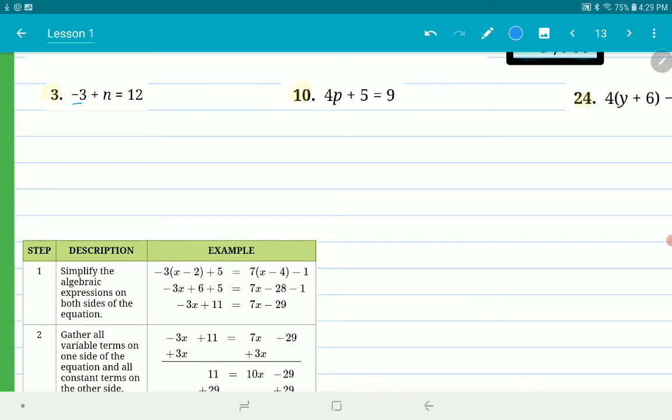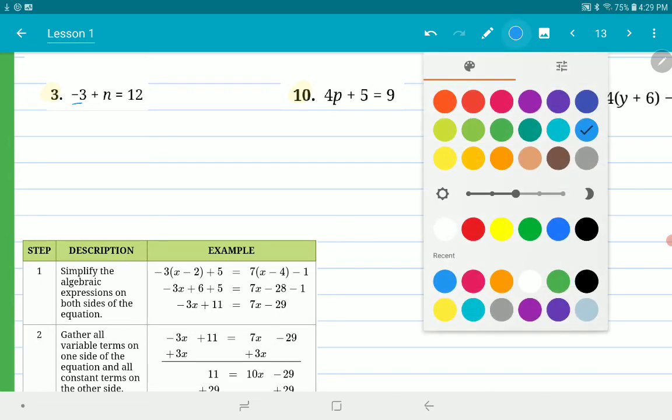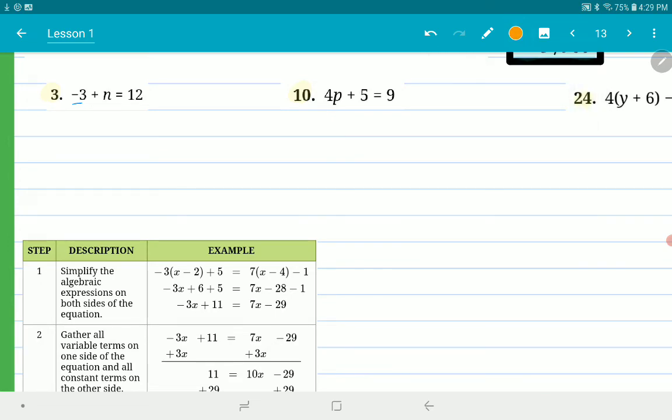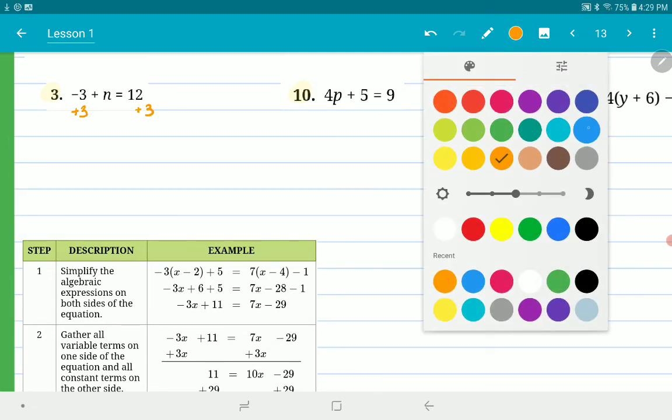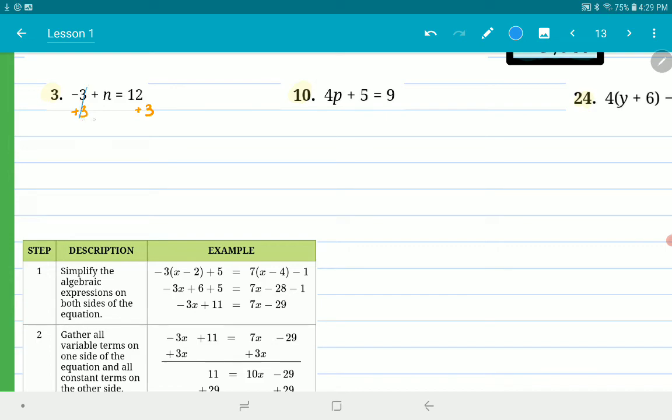I have a constant here on the left. I want to get rid of that. So to move that over to the right, I do the opposite operation. It's a -3, so I'm going to add 3. And whatever I do on the left, I have to do on the right because I want to keep it equal. So on the left, these cancel, and I'm left with just n. And on the right, I get 12 plus 3, which is 15. And that one I'm already done with.